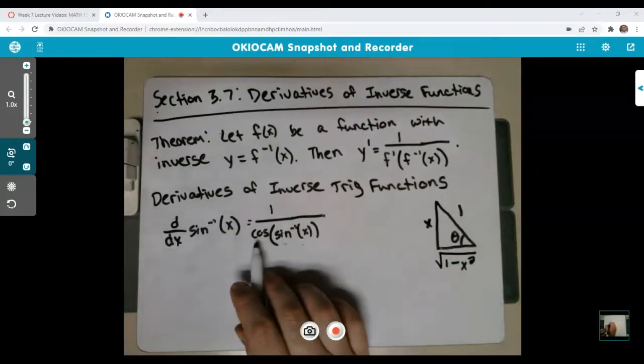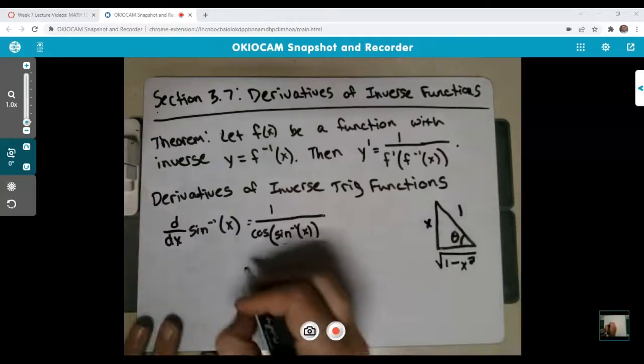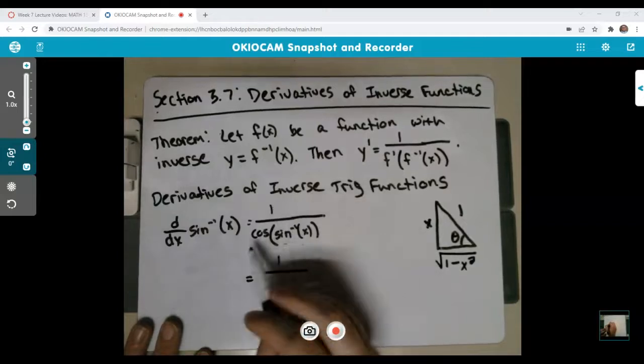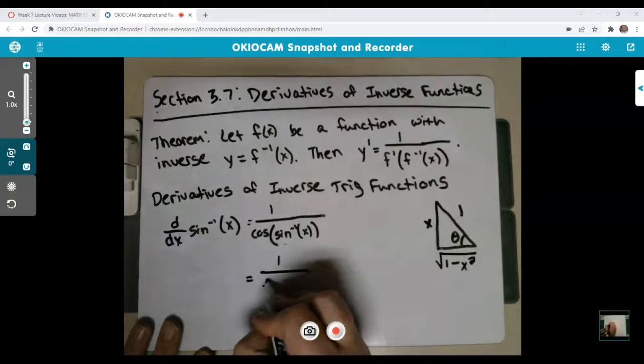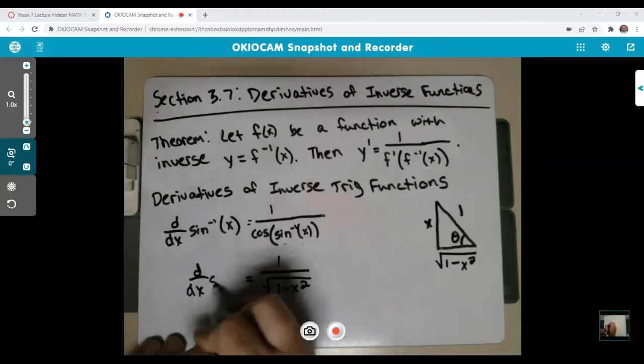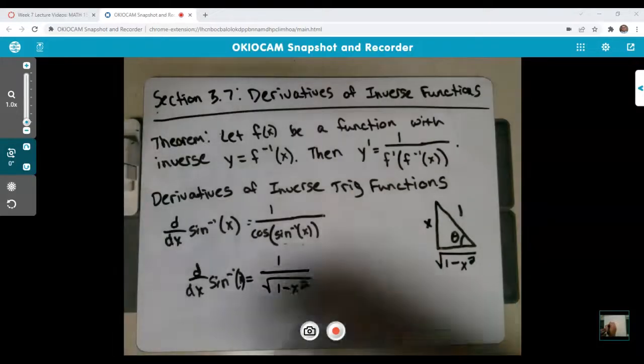So to find the cosine of that, I know cosine is equal to adjacent over hypotenuse. So square root of 1 minus x squared over 1. So what this means I get is 1 over, because of this 1 over, and from the cosine, I know I get square root of 1 minus x squared. So the derivative of inverse sine of x is equal to 1 over the square root of 1 minus x squared.